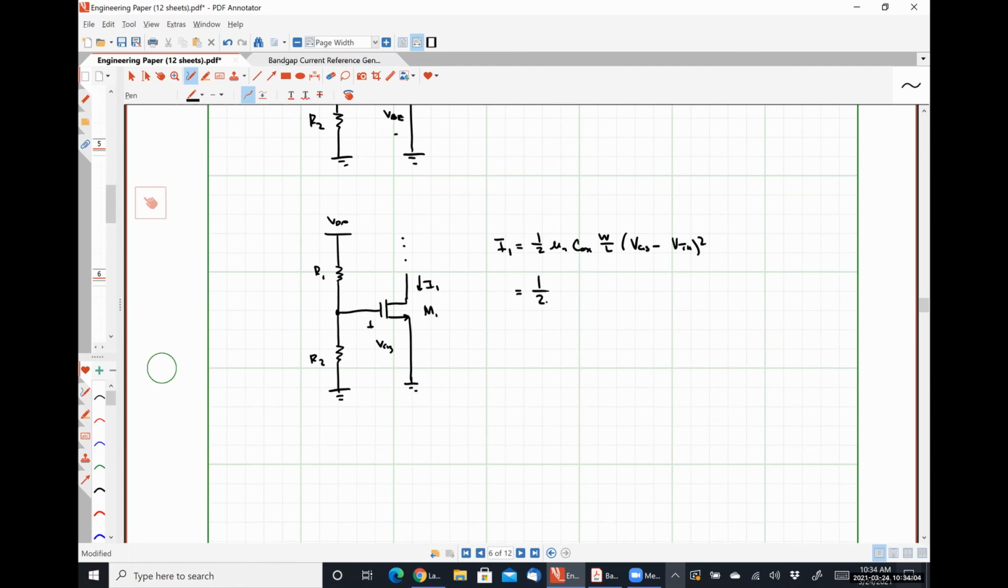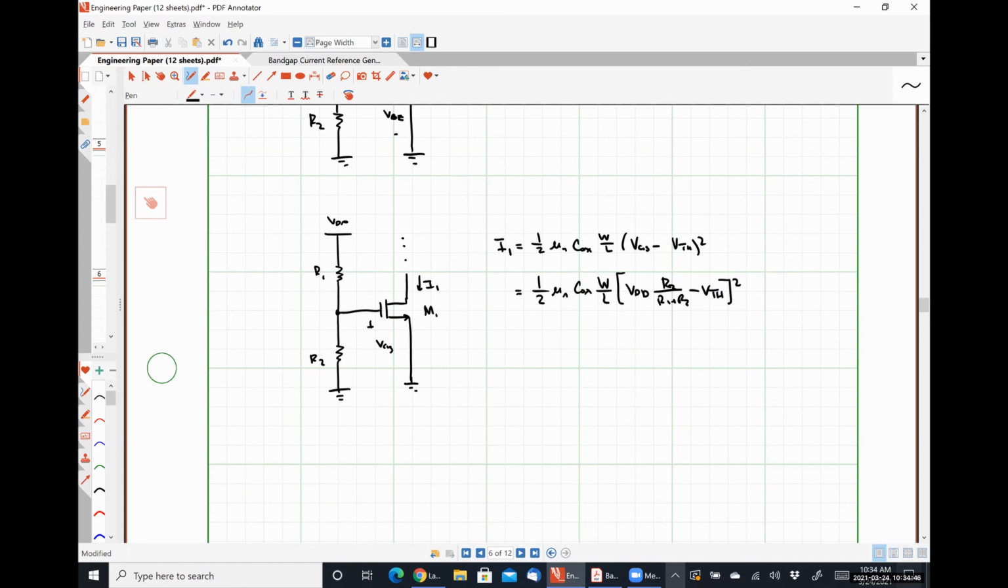And because of our resistive biasing we have here, this is going to be exactly 1/2 mu n Cox W over L times VDD R2 over R1 plus R2 minus VTH quantity squared. So again, if our power supply voltage varies, our current I1 varies, and mu n and the threshold voltage all depend on temperature. So we again see very similar instabilities due to the dependence of our biasing current I1 on both the supply voltage and the temperature.